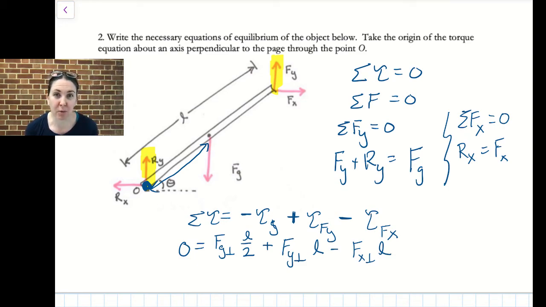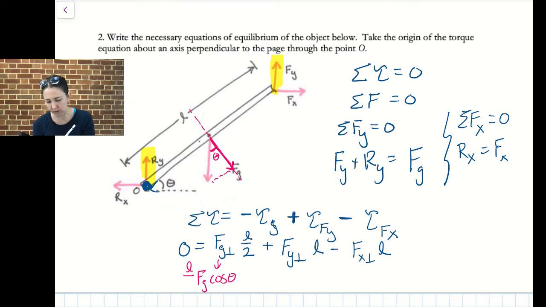Now comes the tricky part, when we actually have to talk about what our angles are and what these perpendicular forces are. So I'm going to erase this real quick. When I look at this, there's a couple of ways I can think about this. I can drop in a perpendicular line here, and I can say that this angle is going to be equal to theta, just by geometry. Or I could look at this and draw a slightly different triangle. For this, I'm just going to go ahead and call that angle theta. And so I'm looking for my perpendicular force of gravity, which is this adjacent side. So Fg perpendicular is actually Fg cosine theta. And then I'm going to pull this L over 2 out front, just so that it doesn't get wrapped into my theta term.